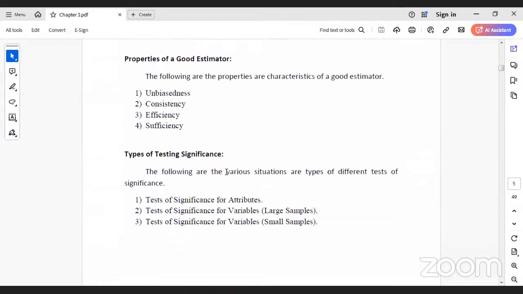The next one is properties of a good estimator. Now we are entering the problematic part. The following are the properties or characteristics of a good estimator: unbiasedness, consistency, efficiency, and sufficiency.